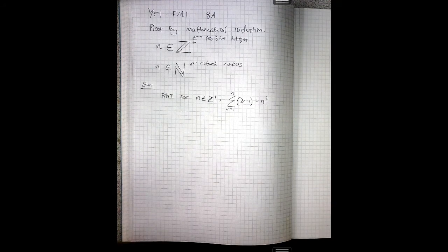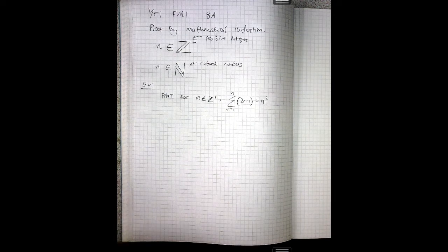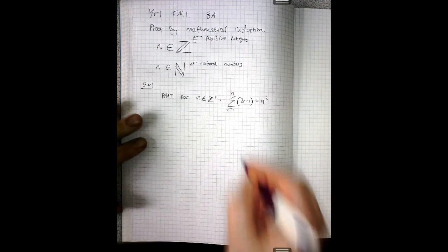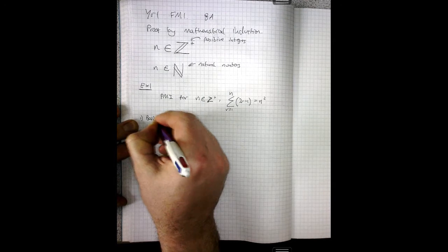So I need to prove two things. I need to prove that if the statement is true for one number, then it's true for the next one. And I also need to prove that it's true for 1, because that then means it's true for 2, and that then means it's true for 3, et cetera. So the first step they call the basis step. You don't need to remember the names.